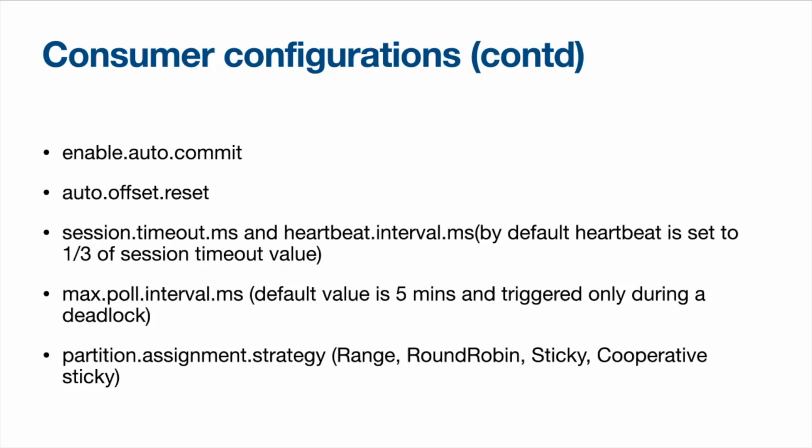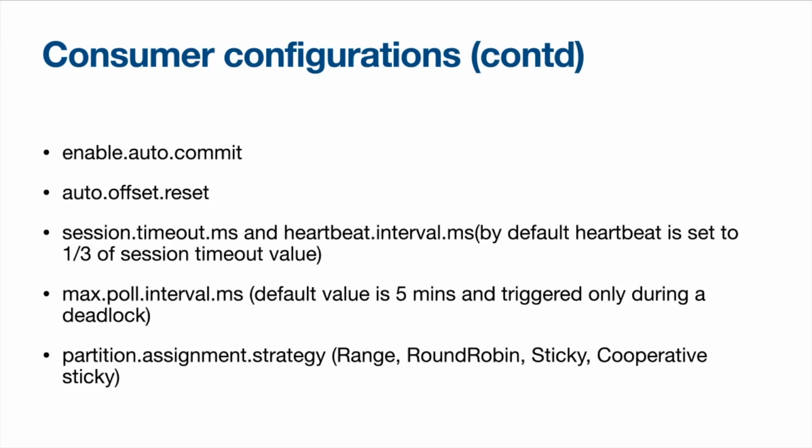Next one is partition assignment strategy. Initially, if you look at those diagrams, you would see that partitions will be assigned to consumers present in a consumer group, and they'll be mutually exclusive of each other. The various types of assignment strategies are range, round robin, sticky, and cooperative sticky.